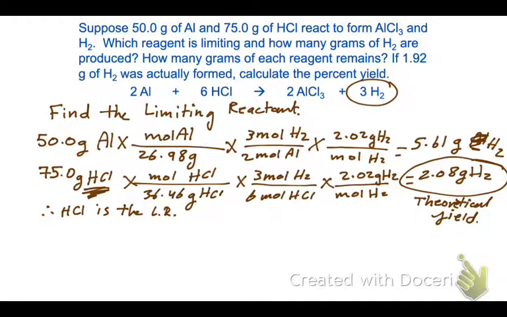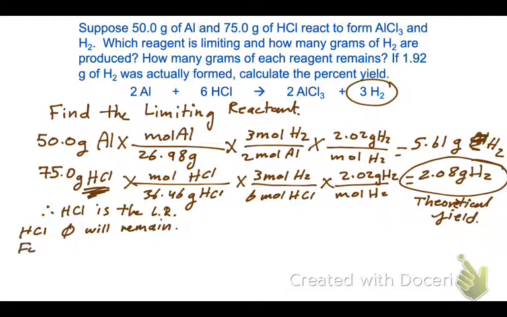All right. Now, let's go to the next question. How many grams of each reagent remains? All right. So, when it comes to HCl, it is my limiting reactant. That's the easiest one to answer. From HCl, 0 will remain. And the reason for that is because it is the limiting reactant. All of it was consumed.